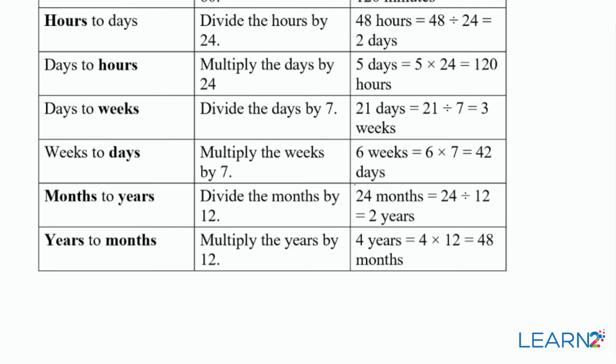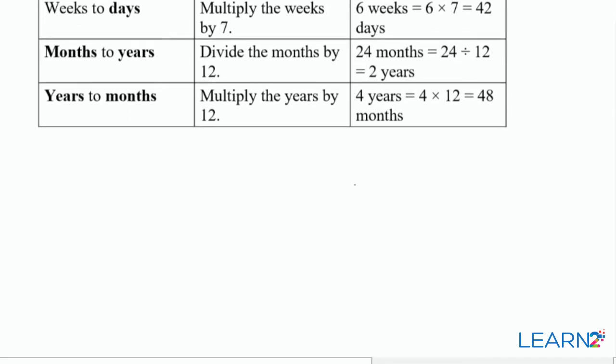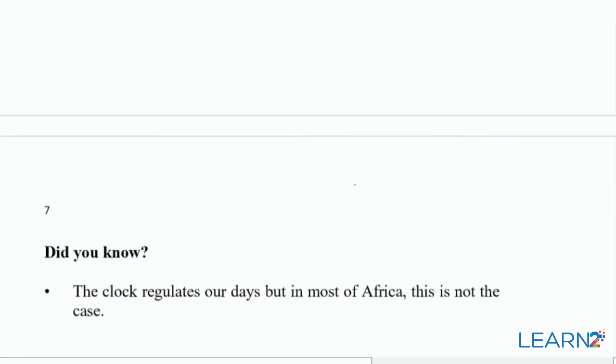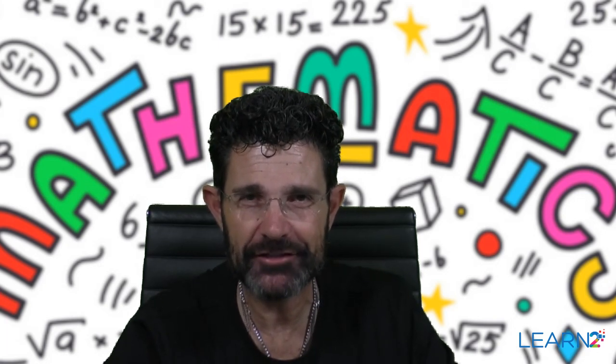And finally, how do you go from years to months? Well, you'd have to multiply the years by 12. So 4 years, how many months is that? It's 48 months, because 4 times 12 gives you 48. Okay, so that is a quick summary of all the conversions of time: minutes, days, hours, months. Go and revise that. Make sure you know how to do that.